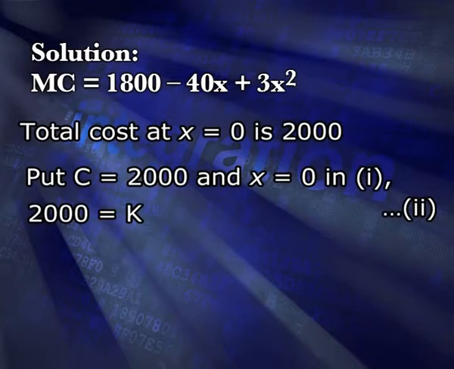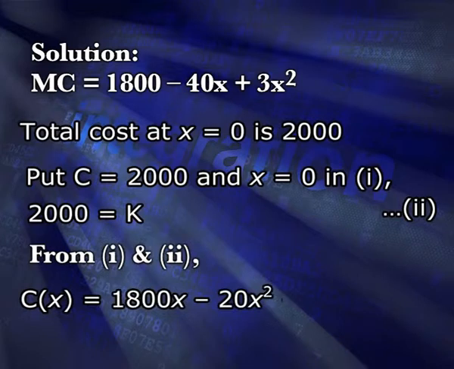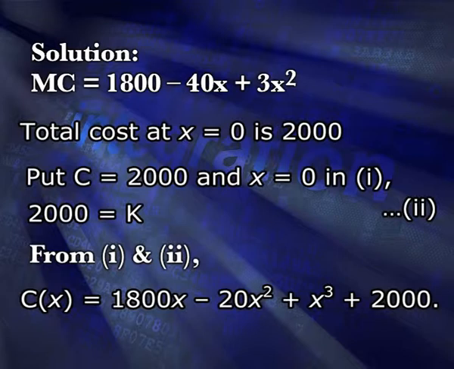Now total cost at x equals 0 is 2000. Put C equal to 2000 and x equal to 0 in equation 1. We get 2000 equals k. Let's make this equation 2. Now from equations 1 and 2, cost function C of x is equal to 1800x minus 20x square plus x cube plus 2000.